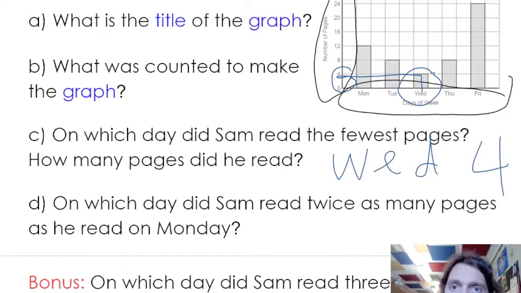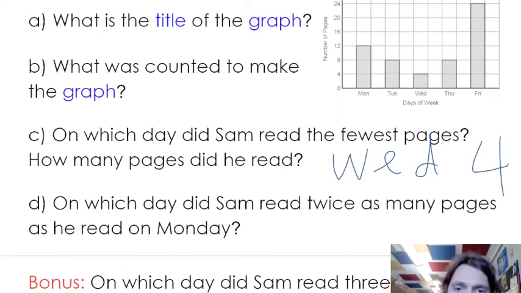So on Monday, he read, let's go all the way to the top and over, 12 pages, right? Now, twice as many pages as he read on Monday. And Monday he read 12. So now let's think, what's 12 plus 12, right? Because it's 2 times as many. 12 plus 12, think about it, equals 24.